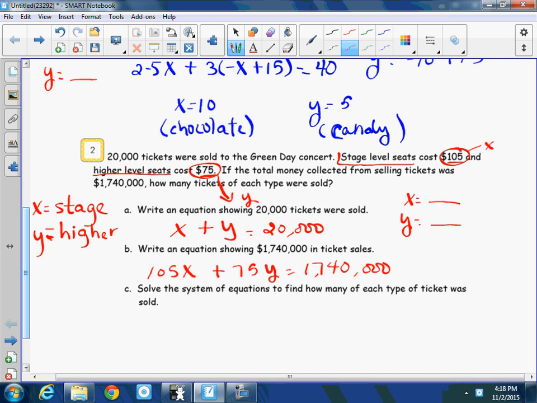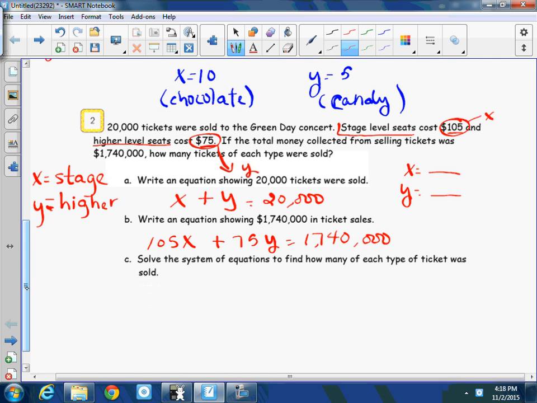Solve the system of equations to find how many of each ticket were sold. I'm going to go ahead and use substitution again. So I'm going to solve that one for Y. I get that Y equals negative X plus 20,000. And then I'm going to take that Y and plug it in right there.